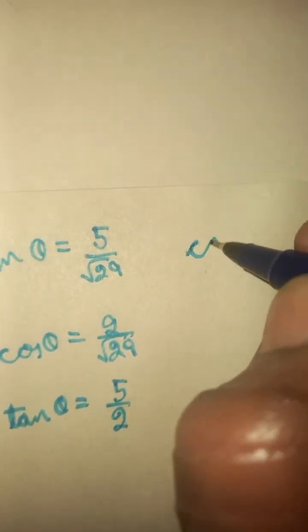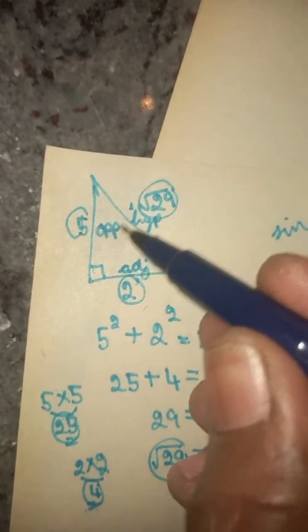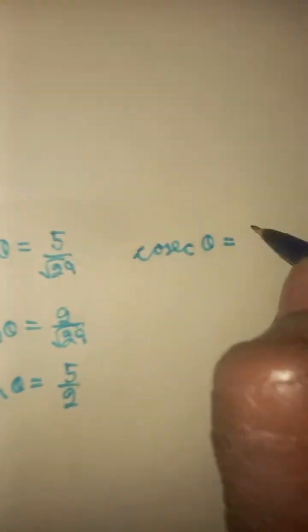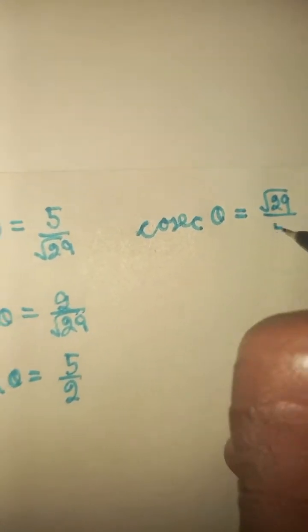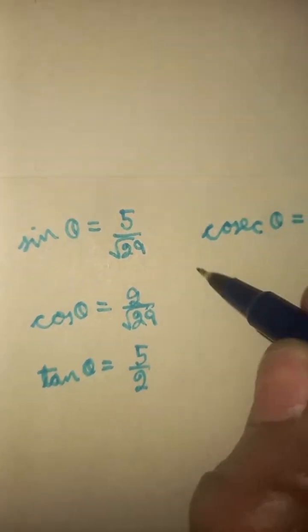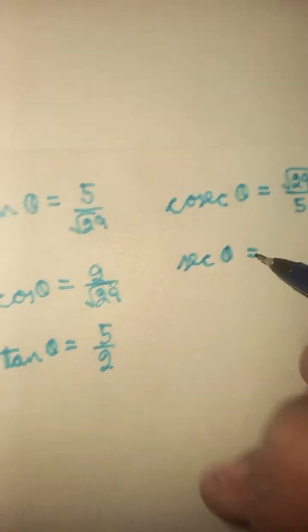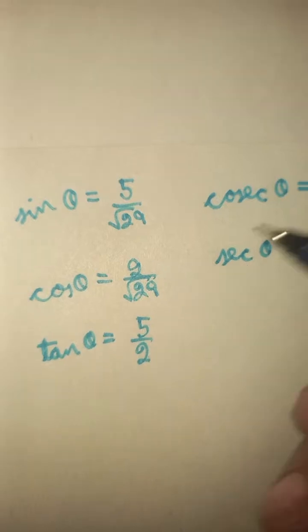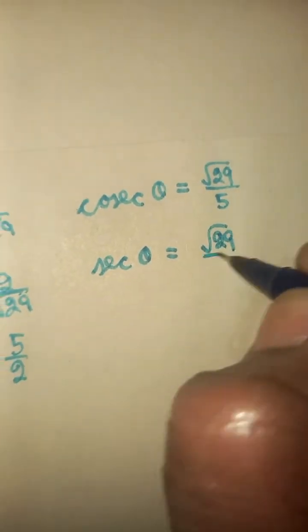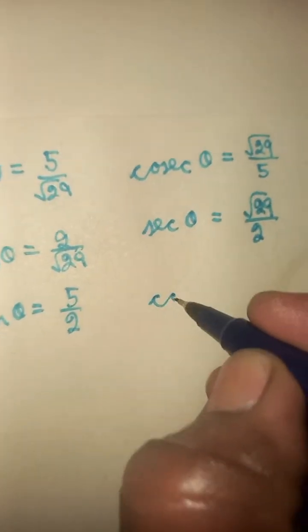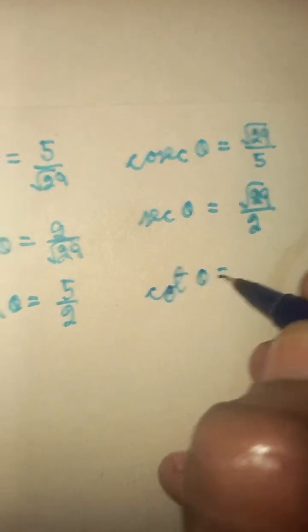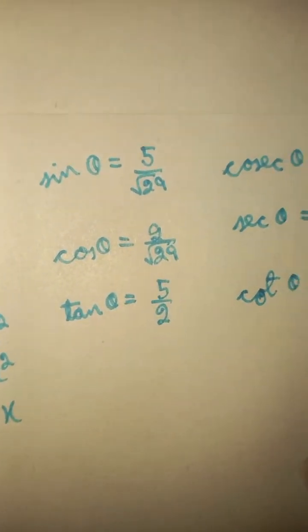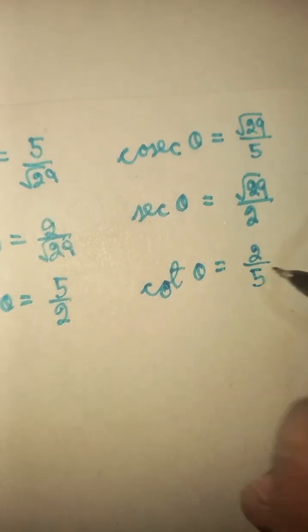Cosecant theta means hypotenuse by opposite, so it is root 29 by 5, or you can take it as the reciprocal of this one. Secant theta means reciprocal of cos theta, and it is hypotenuse by adjacent, so it is root 29 by 2. Cot theta means adjacent by opposite or reciprocal of tan theta, so it becomes 2 by 5.